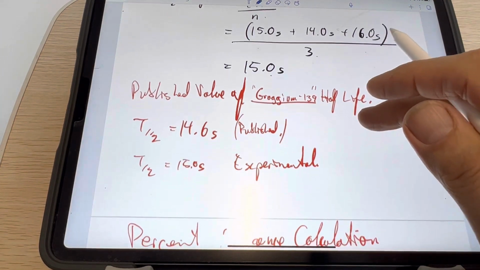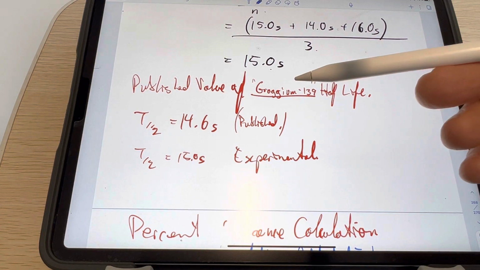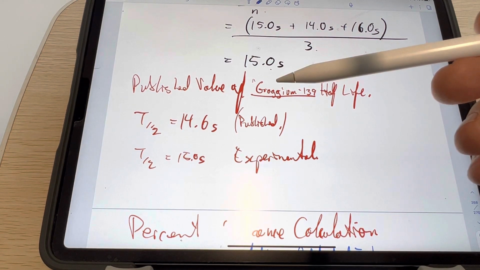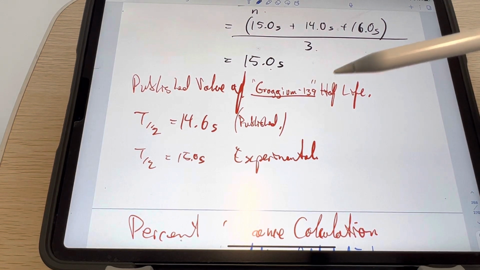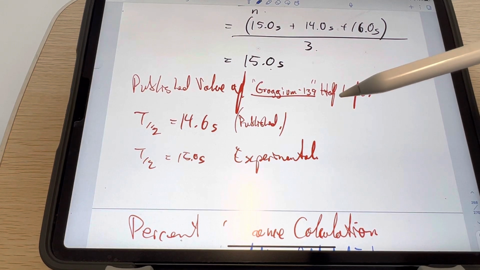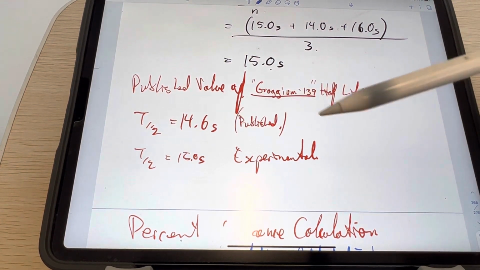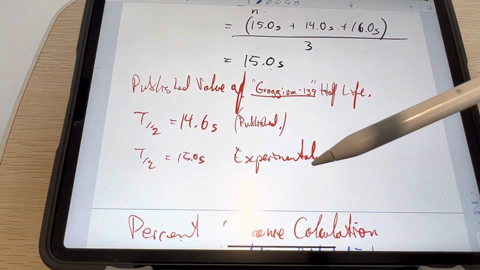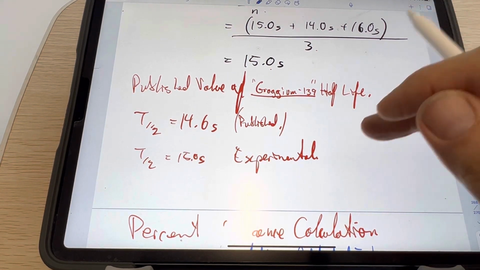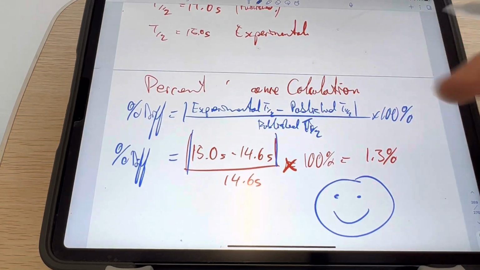And then moving on from there, I've just made up this, of course, you're working with barium-137. But I'm using an example of Gregium-139, whatever. And the published value, you're going to look up the published value of barium-137 and find out what that is. And you can write that down. And then you're going to write down your experimental value as such and label it that way. And then you're going to do a percent difference calculation.